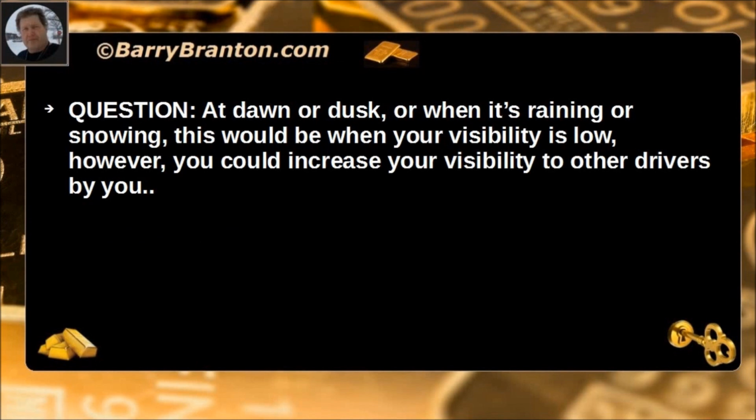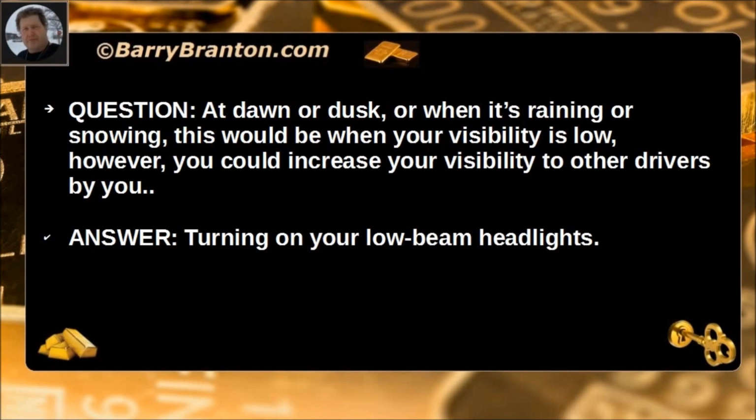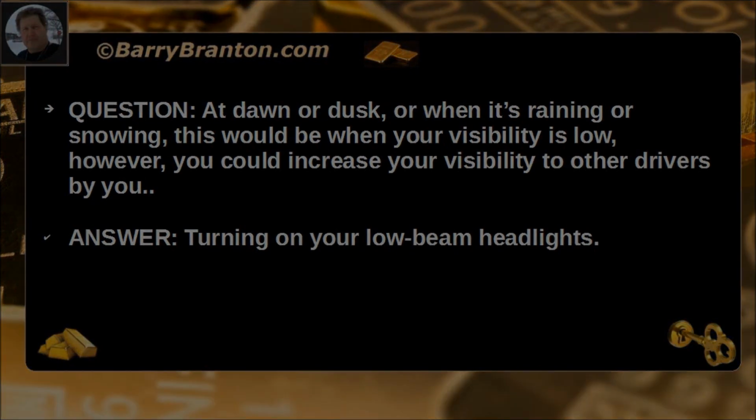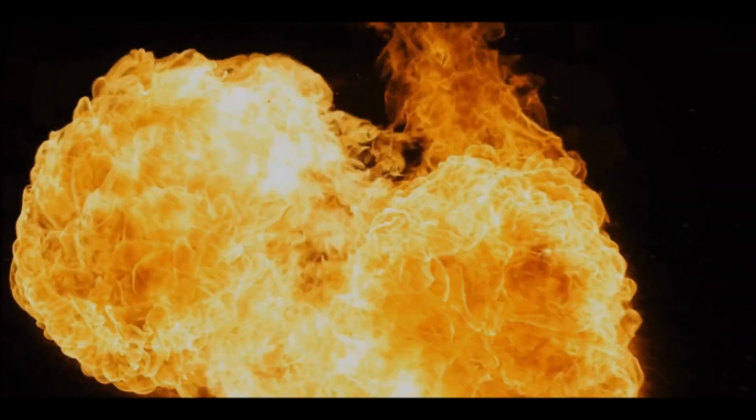At dawn or dusk, when it is raining or snowing, this would be when your visibility is low. However, you could increase your visibility to other drivers by turning on your low beam headlights.